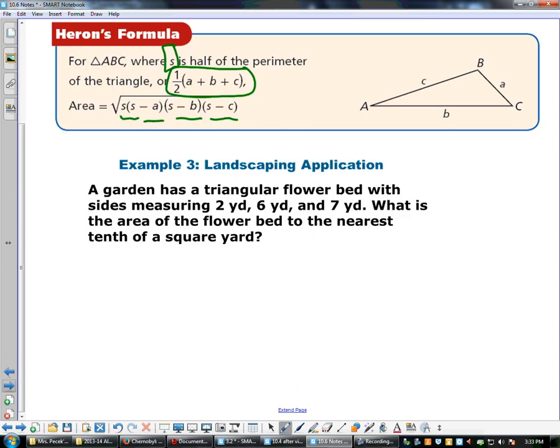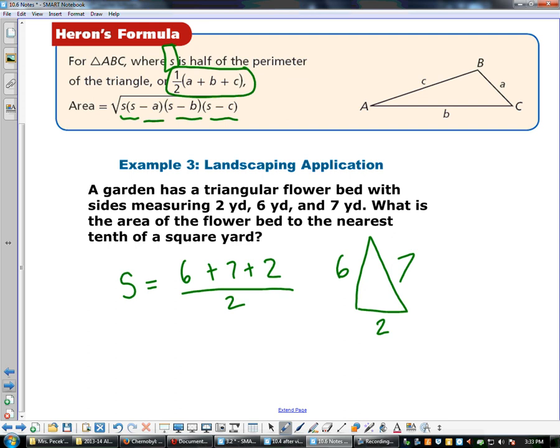So let's take a look at this example. We've got a garden that has a triangular flower bed with sides that measure 2, 6, and 7 yards. So the picture might look something like this. Here's 2, here's 6, here's 7, and we want to find the area to the nearest tenth of a square yard. So we first have to find the semi-perimeter, that's the S, and that means we need to take 6 plus 7 plus 2, add them up and divide by 2. Well, 6 and 7 and 2 is 15, so 15 divided by 2 is equal to 7.5.